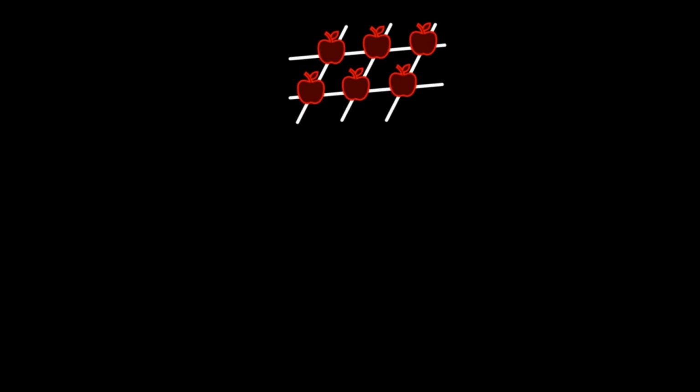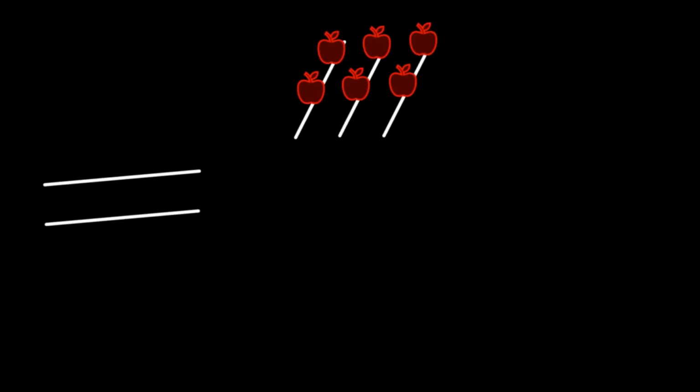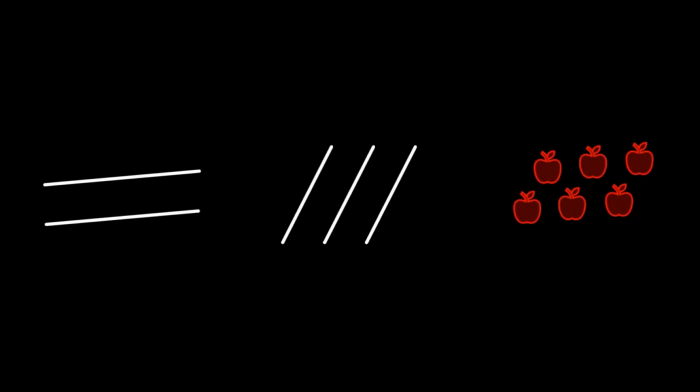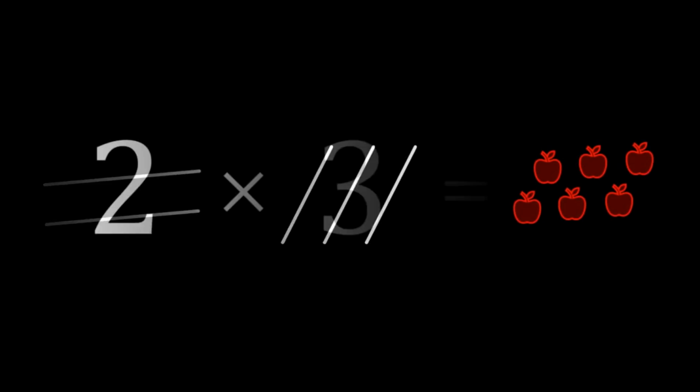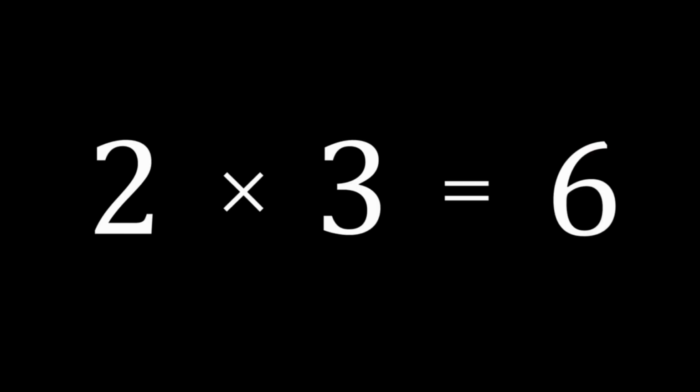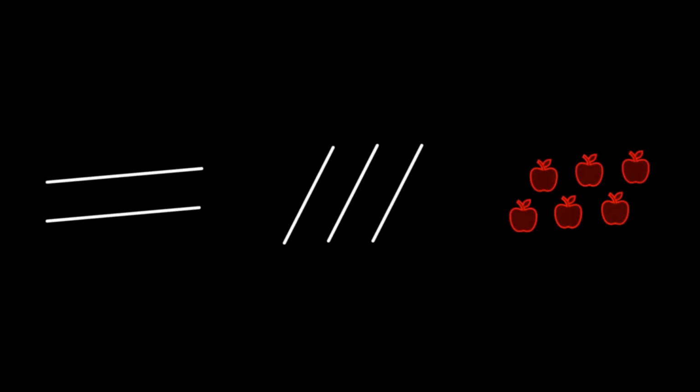In a drawing with 2 parallel lines and another 3 parallel lines, the number of intersections is 6. If we place apples on each intersection, we form an array of apples. We can break our array into number of rows, number of columns, and number of objects. The relationship between the 3 quantities is expressed mathematically as 2 times 3 equals 6. This is the object interpretation of multiplication, where each of the numbers represents an object.